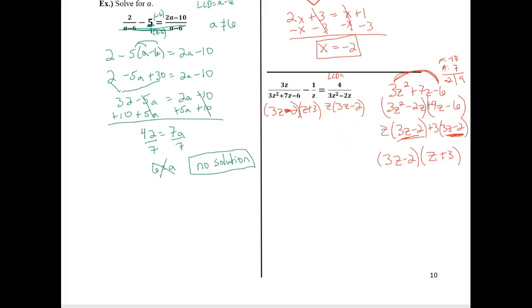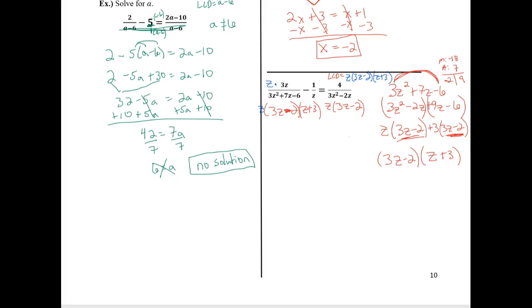So now, I need to make all of the denominators match. The first two have 3z minus 2 times z plus 3. What it's missing is the z. Oh, sorry, let me write out the LCD. Z times 3z minus 2 times z plus 3. So the first denominator has the 3z minus 2 and z plus 3. It does not have the z. So I multiply numerator and denominator by z.